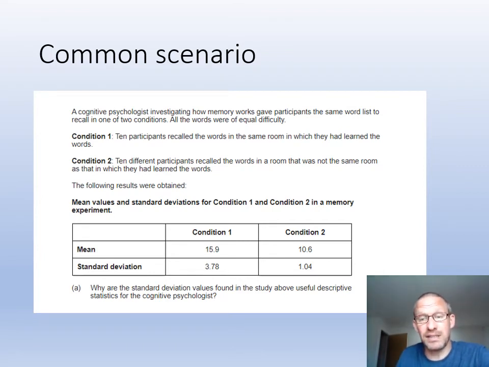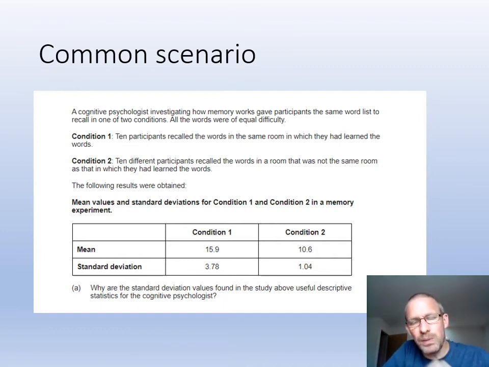If you're writing an answer to this, do make sure you do what I've done. Don't just give the table, don't just give the figures, you have to explain it. So what does the mean tell you? Sometimes I get an answer that says the mean tells us that in condition 1 it's 15.9, whereas in condition 2 it was 10.6. Well, thank you very much for that. It hasn't told me anything. So the mean tells us that recall is best when it's under the same conditions as it is learned, because the mean for those in the same room was 15.9, which is much higher than 10.6. So I hope you can see the difference between those two examples.